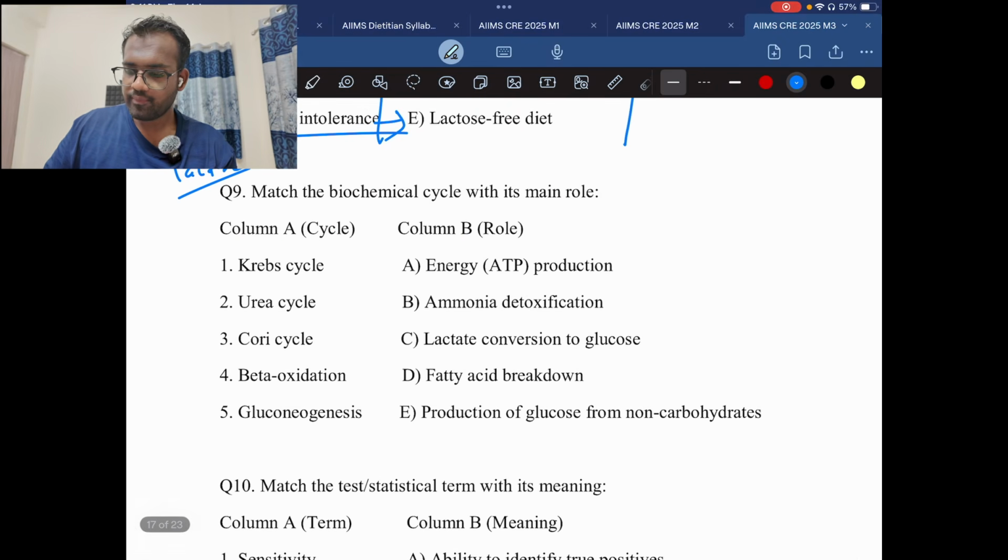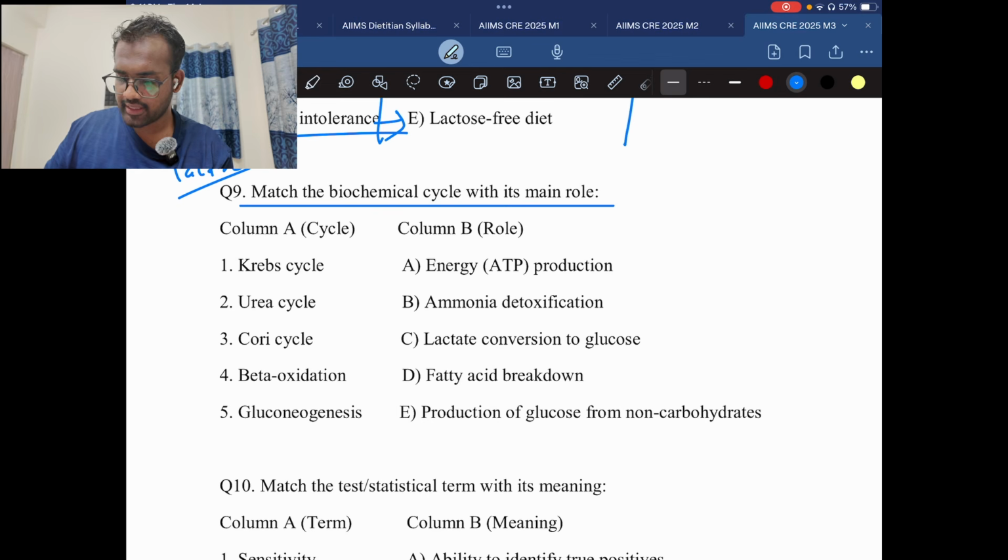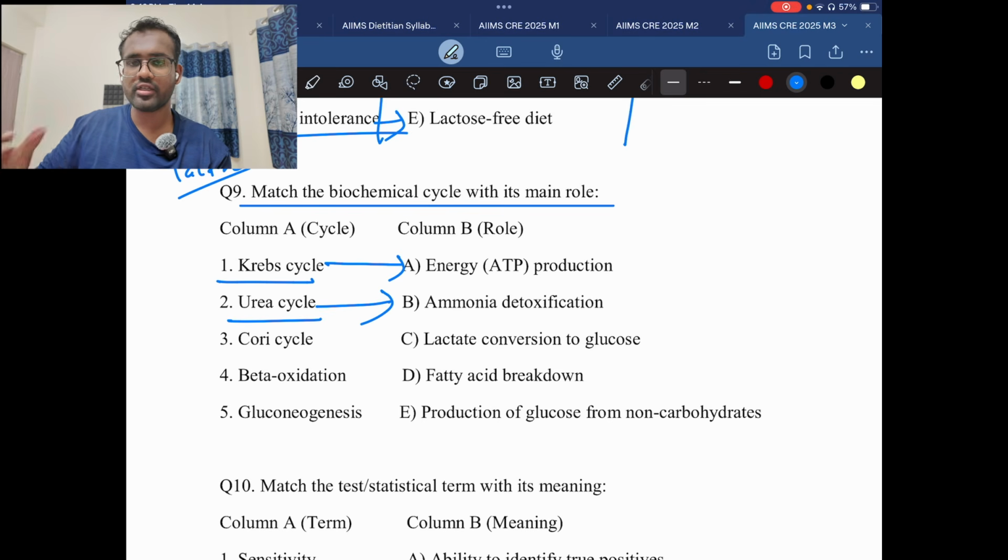Match the biochemical cycles with their main role. They have given the cycles and they have given the role. Mostly it is matching, so we'll discuss one by one. Krebs cycle is helpful in energy production. Urea cycle is helpful in ammonia detoxification, converting it into urea, and this urea is excreted from the kidney.